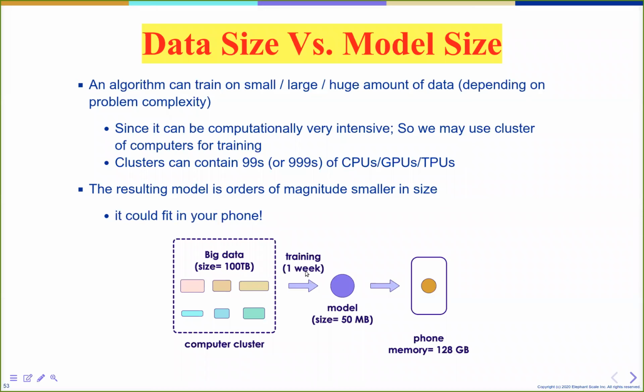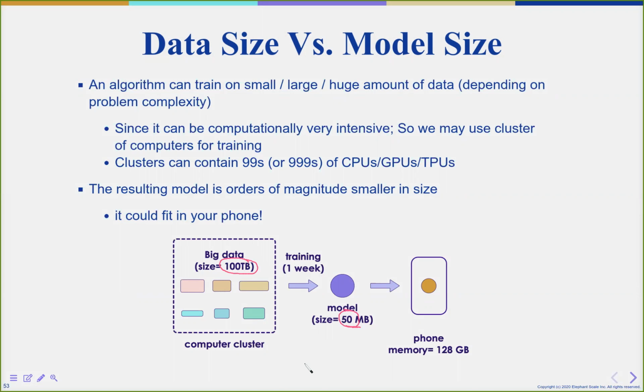My training takes 1 week. Again, I'm using hyperboles just to illustrate the point. I'm training on massive data for a long time. And finally, when I get a model, my model is pretty small, let's say just 50 meg. So I went from 100 terabytes of data to a model that's just 50 meg in size.